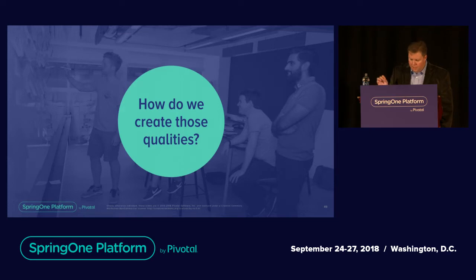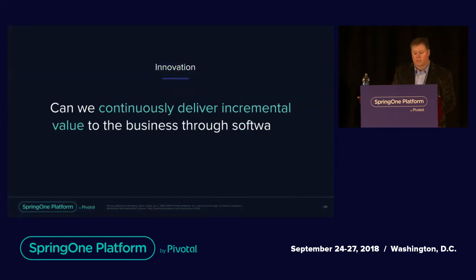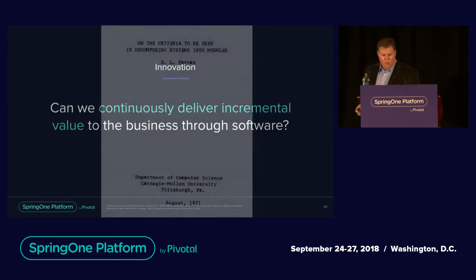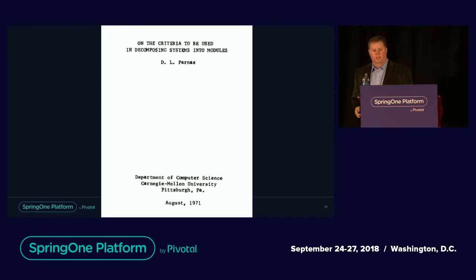How do we create these qualities? Let's come back to quality number 1. Can we continuously deliver incremental value to the business through software? Well, let's go back in time and see. We're going to go back to 1971, because we were trying to figure this out decades ago. And to be perfectly honest, we did figure out decades ago what we needed to do. We just promptly took that information and put it on the shelf and ignored it.